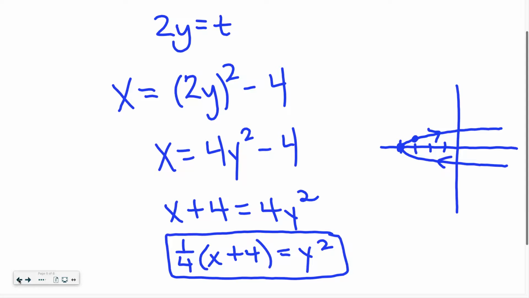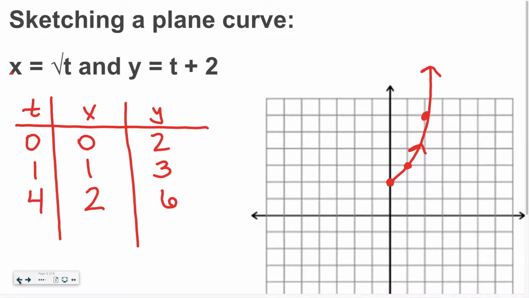Okay, let's go back to this one right here. I want to eliminate the parameter for this guy. X equals square root of t and y equals t plus 2. It's not that much work, I promise you. Okay, so if we eliminate the parameter, take another vote. Which one do you want to solve for, X or T? Talk about it at your pile. 30 seconds.